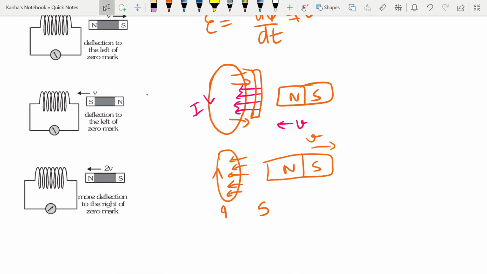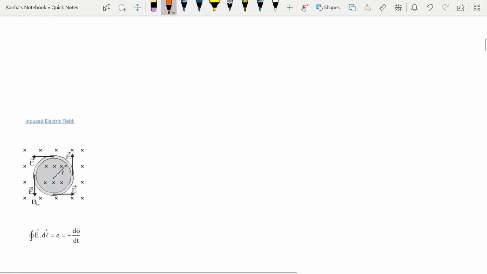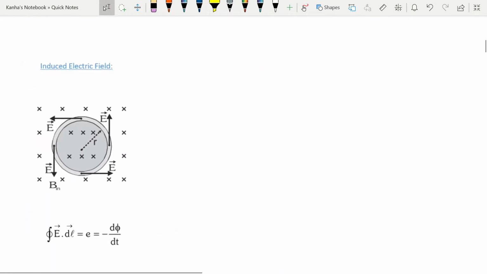Now, change in flux can happen through various reasons. As you saw, flux is equal to B dot A. So you can vary either the magnetic field, which we were doing in this experiment, you can vary the area of the coil, and this is BA cos theta, right? So you can even vary this angle theta between the B and A vectors. With this in mind, let's quickly look at the induced electric field.